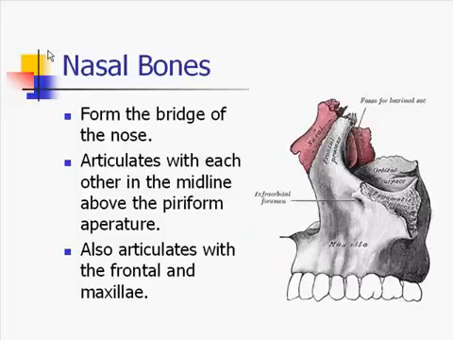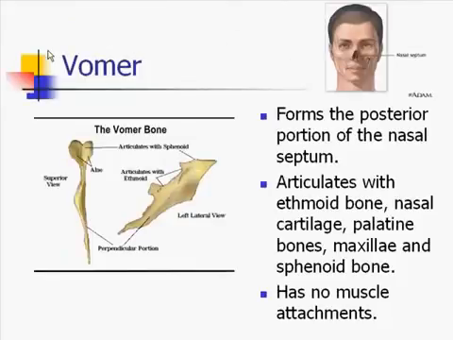Nasal bones, I think it's pretty clear that forms the bridge of the nose. The vomer with the ethmoid bone, the perpendicular plate of the ethmoid bone, form the nasal septum. The vomer has no muscle attachments.